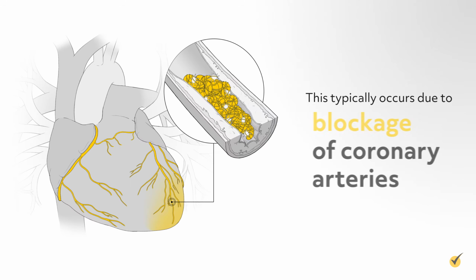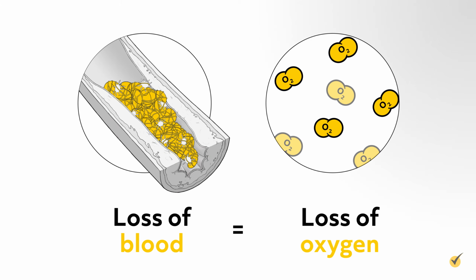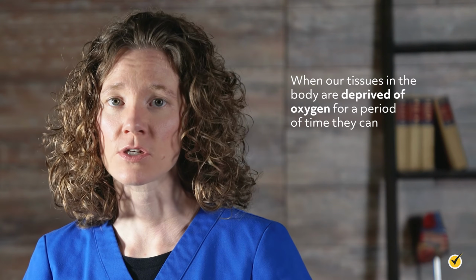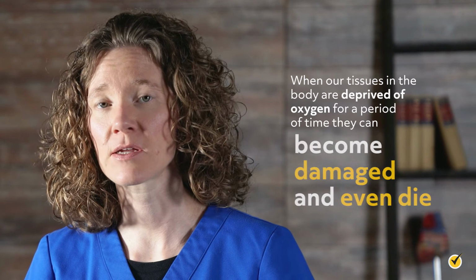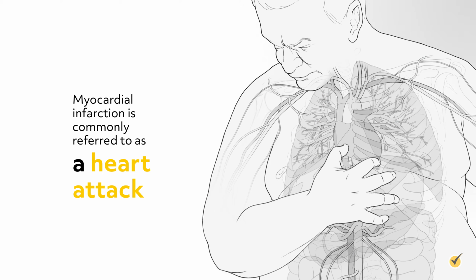This typically occurs due to blockage of coronary arteries. Loss of blood to an area of the heart equals loss of oxygen. When our tissues in the body are deprived of oxygen for a period of time, they can become damaged and even die. Myocardial infarction is commonly referred to as a heart attack.